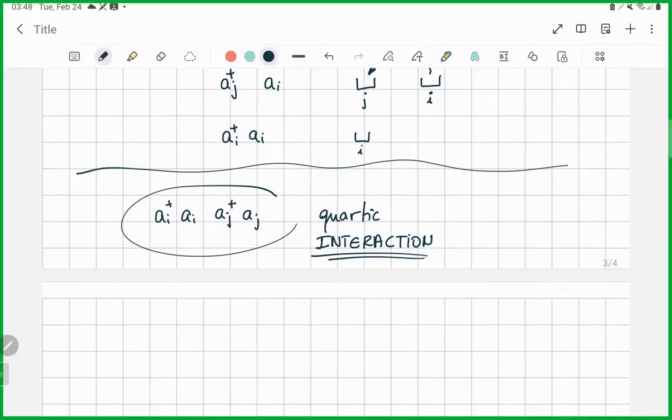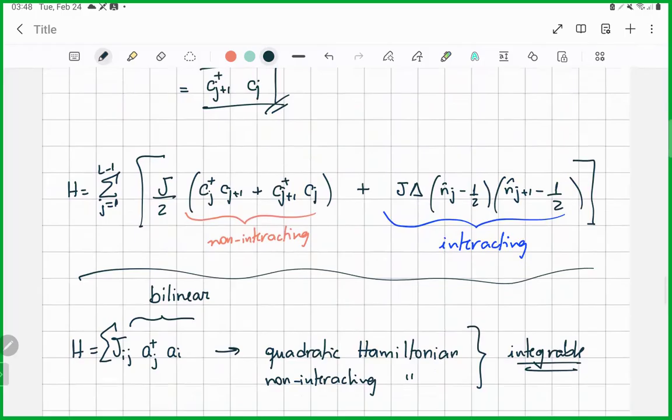Okay, so coming back to our Hamiltonian, this term here is bilinear. It's just hopping. So this is a non-interacting term. Now this is quartic. So what we have here is Cj†Cj, from this number operator, and from this another Cj+1†Cj+1. So this is a quartic term. It's a term of interaction. It's a term that adds complexity.